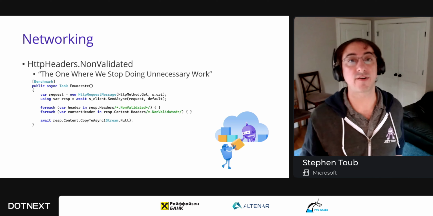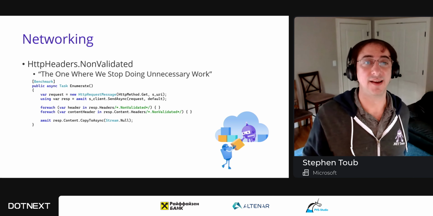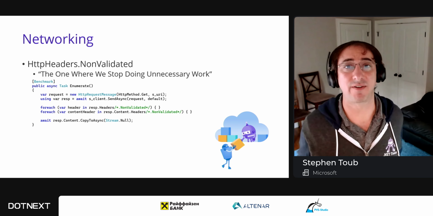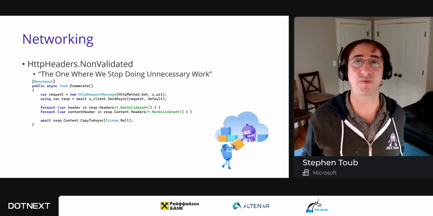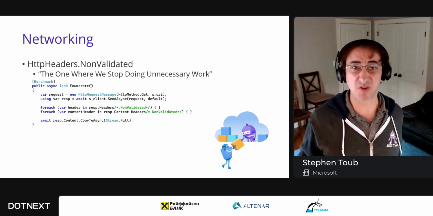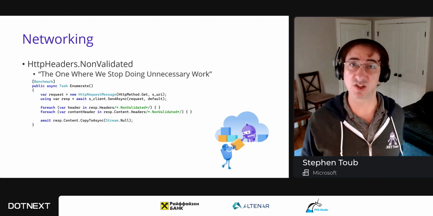Let's move on. Another form of I/O, this one being networking. This is one where we stop doing unnecessary work. And it's another great category of stuff where if you can find ways to just stop doing things that were expensive that you didn't need to do, you can save a lot of time in your application.